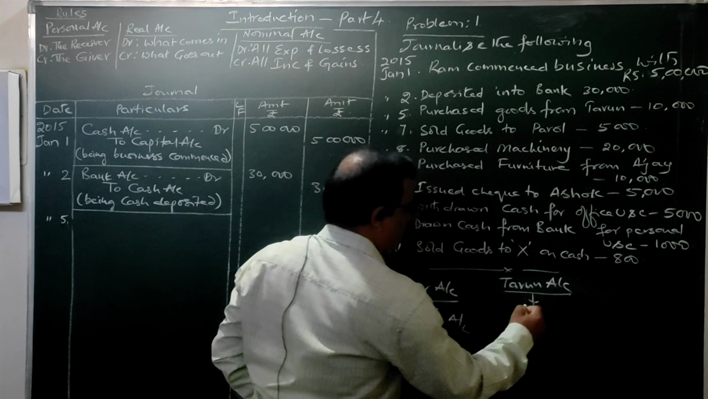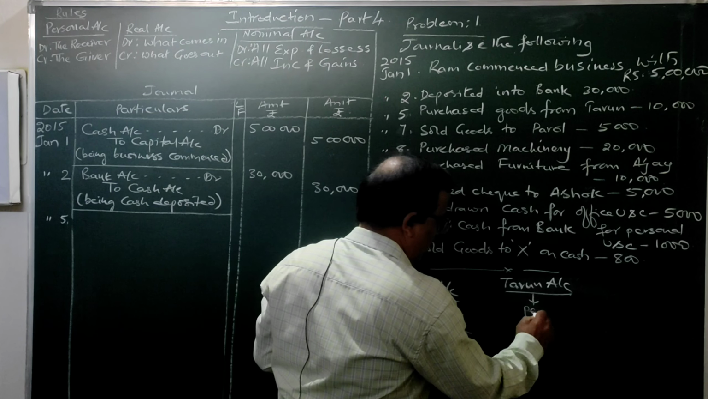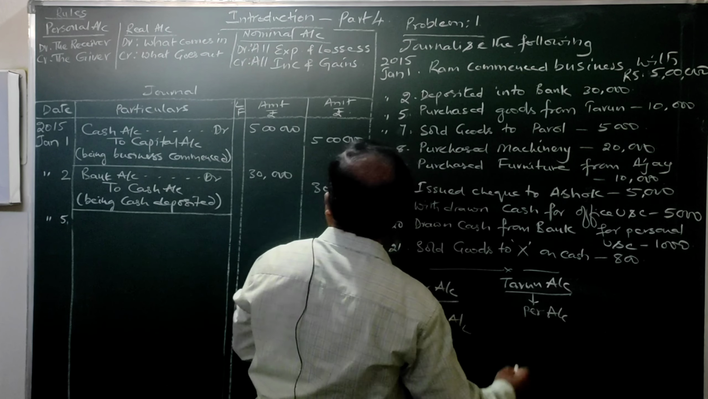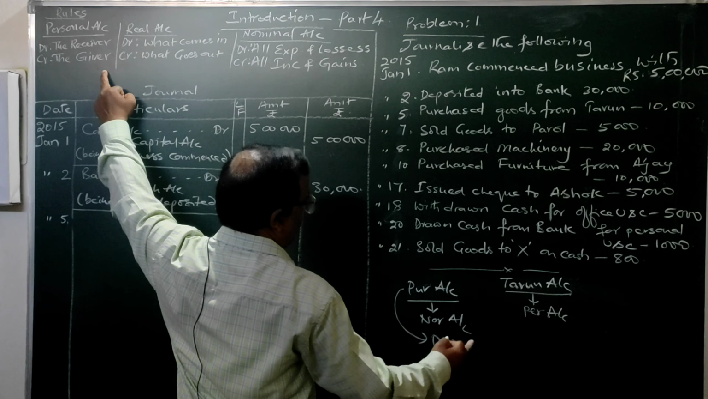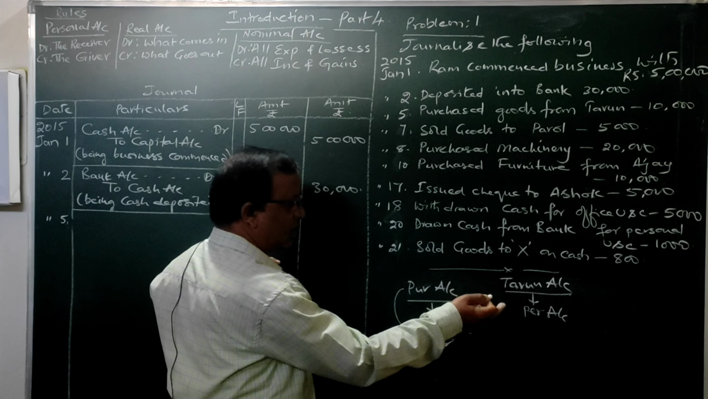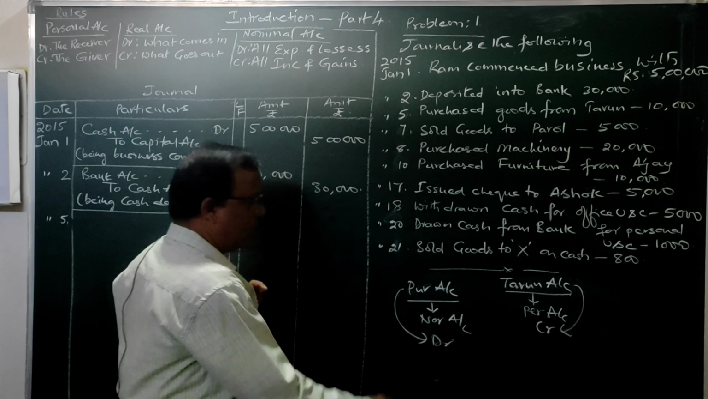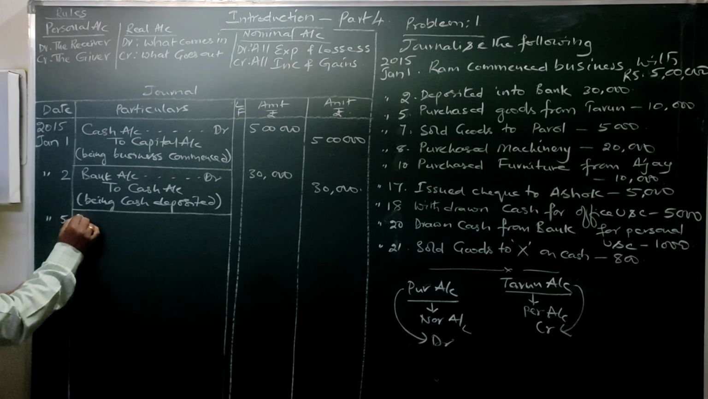Next, Tarun account. Tarun is the name of a person, so it is a personal account. What does the personal account rule say? Debit the receiver, credit the giver. Now, when you have purchased from Tarun, Tarun is giving to you, so we should credit the giver, we should credit him.